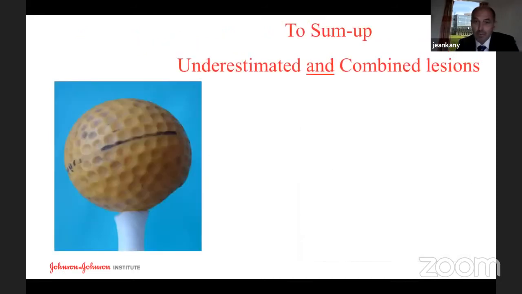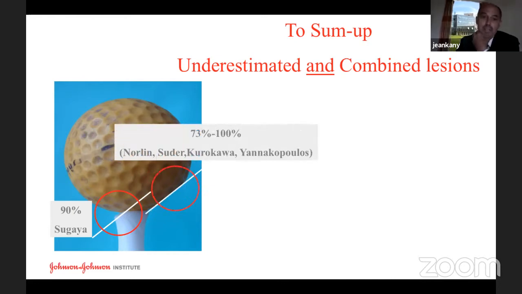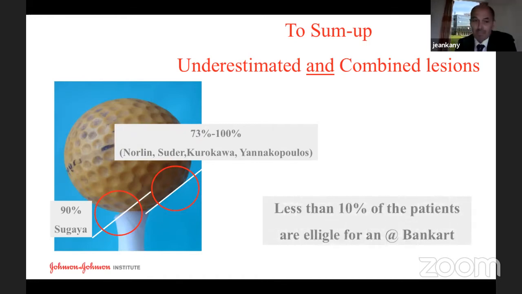So if you look again at the underestimated lesions, Sugaya has shown that we have 90% of glenoid lesion, and other publications have shown that there are close to 100% glenoid lesions. That means for me, if you follow these publications and the ISIS score, less than 10% of the patients are eligible for an arthroscopic Bankart in my city.